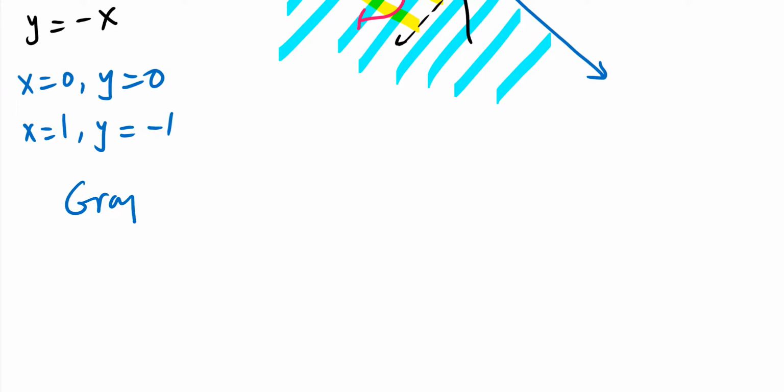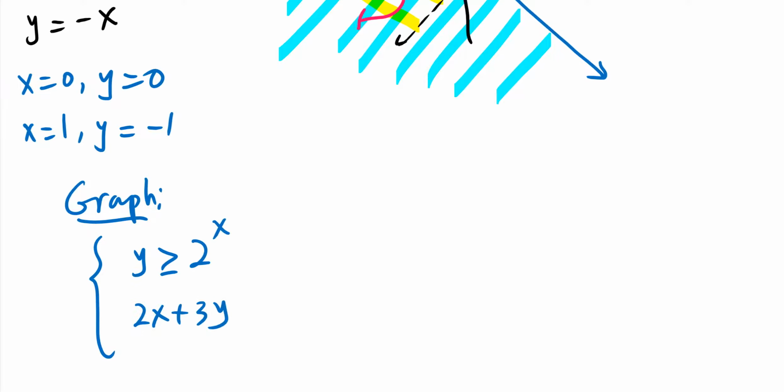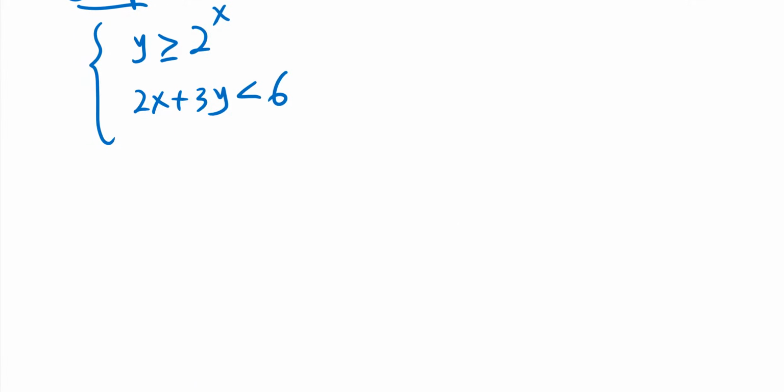How about something like this? Graph and solve this inequality: y bigger than or equal to 2 to the x, and 2x plus 3y is less than 6. So how do we start with such an inequality?